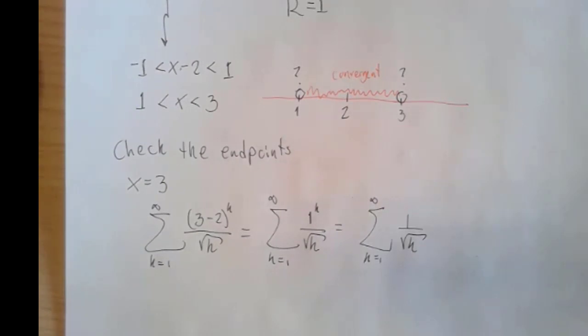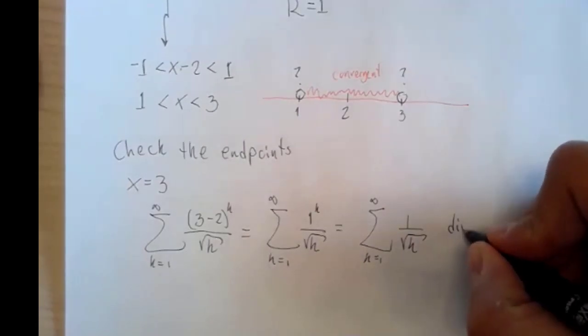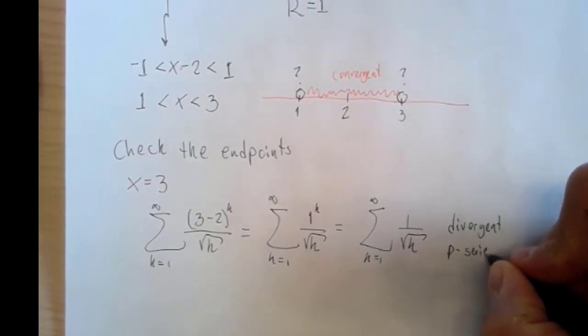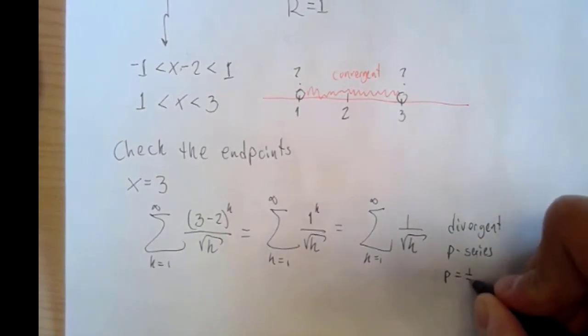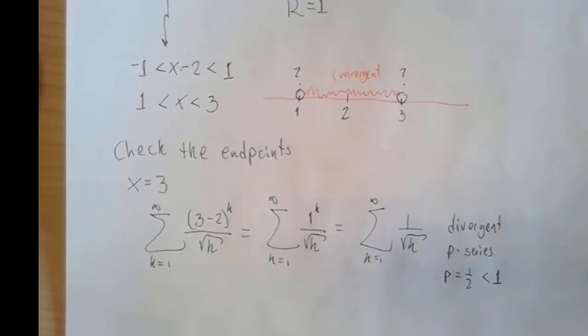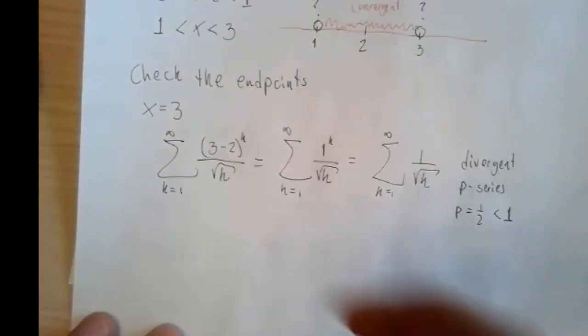All right, I see a few of you answering, so good. And both Gerardo and Matt, you are right. So it is divergent, right? This is divergent by the p-series test because the p is 1/2, which is less than 1. All right, so we're done checking that endpoint. That wasn't too hard, right? Let's check the other one.